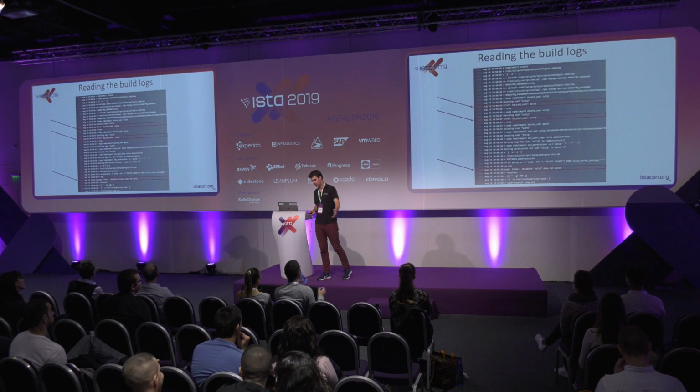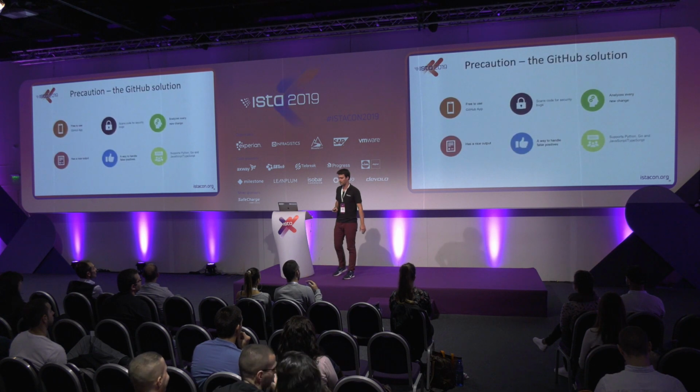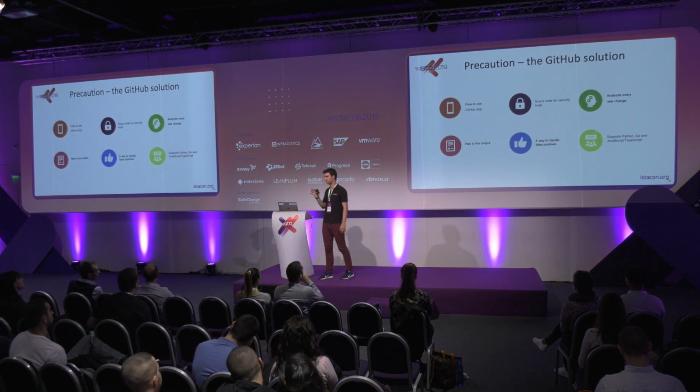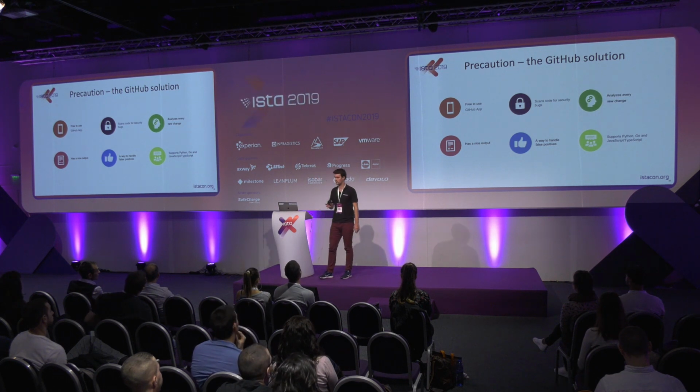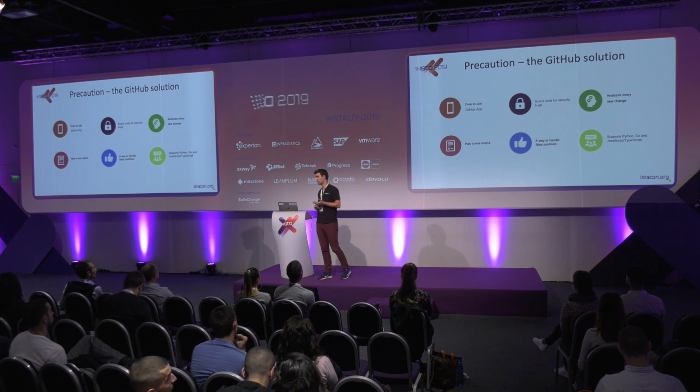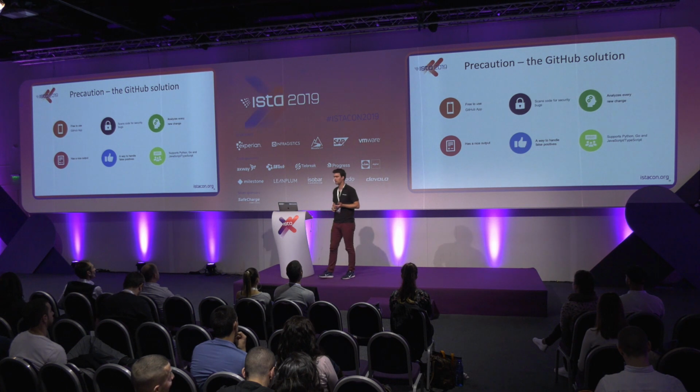But I will show another solution. Precaution is a GitHub solution. It's a GitHub application which is free to use. It scans every single new pull request for security vulnerabilities using the security linters I mentioned to you about. So it uses Bandit, GoSec, and a tool for JavaScript and TypeScript.